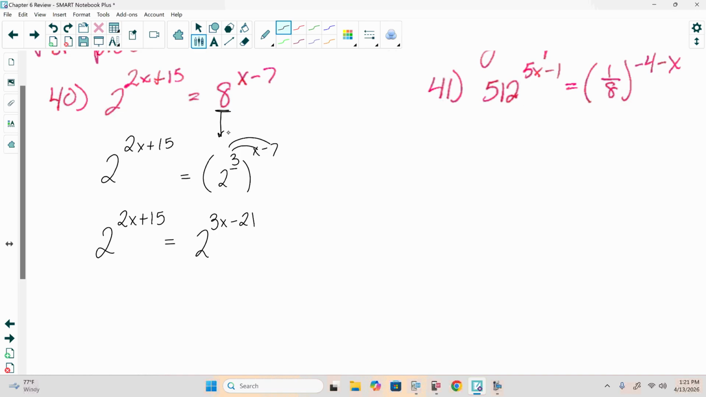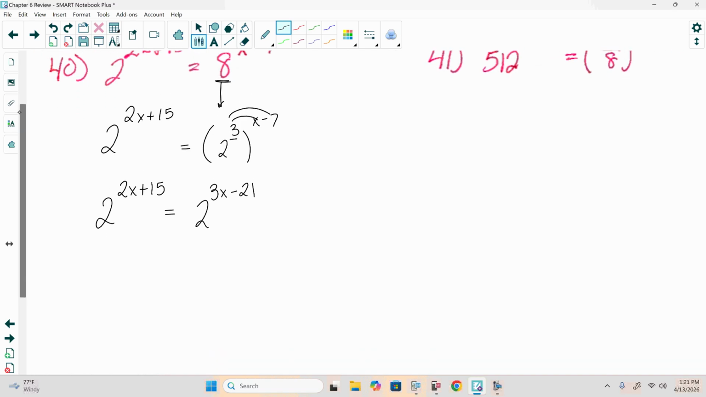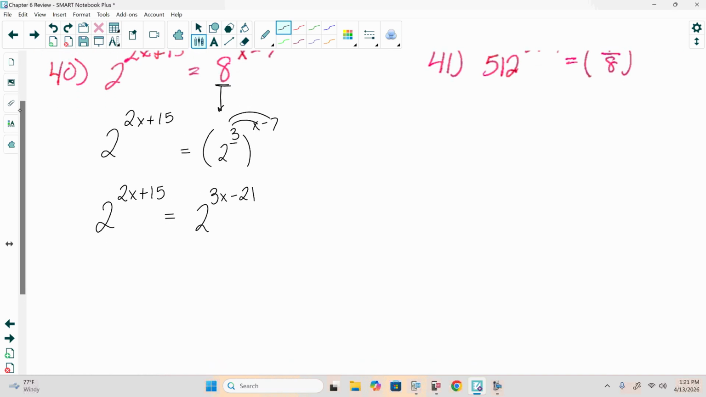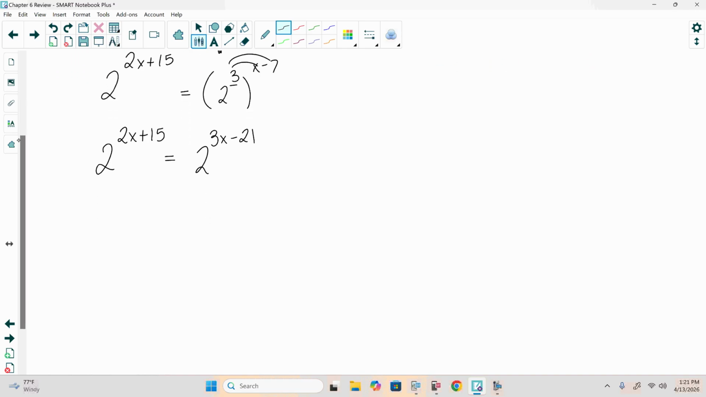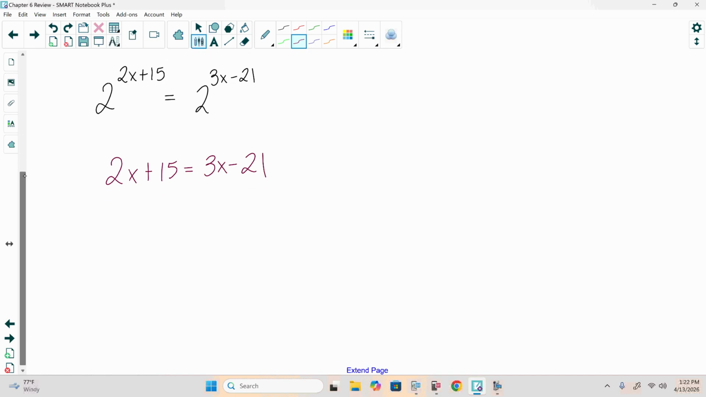Being able to rewrite 8 as 2 to the third gives us both sides having a base of 2. And when we multiply our powers of powers, using the power of a power property, we get 2 to the 2x plus 15 is equal to 2 to the 3x minus 21. And the only way that we can have the same base on both sides and be equal is if their exponents are equal as well. So really, we need to see what value of x will make 2x plus 15 equal to 3x minus 21.